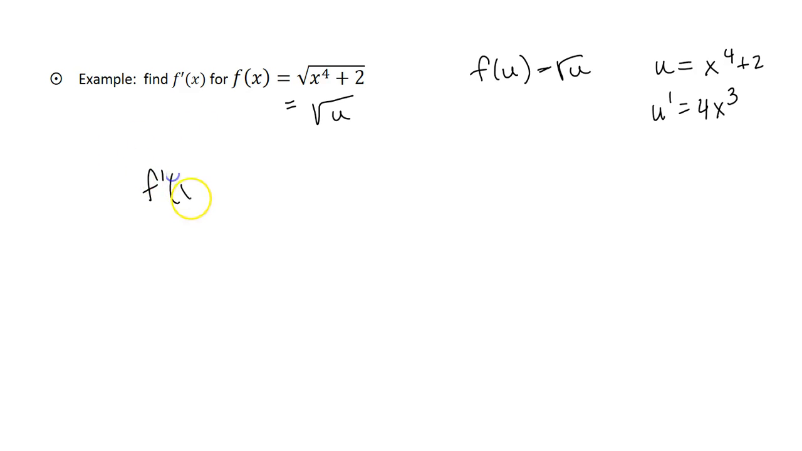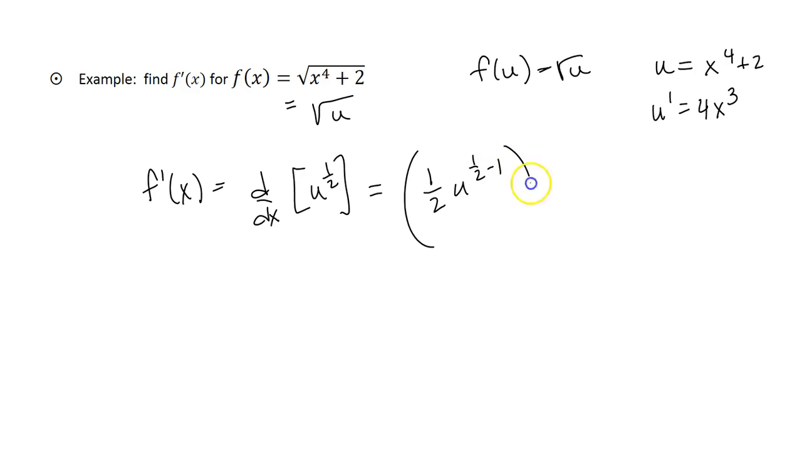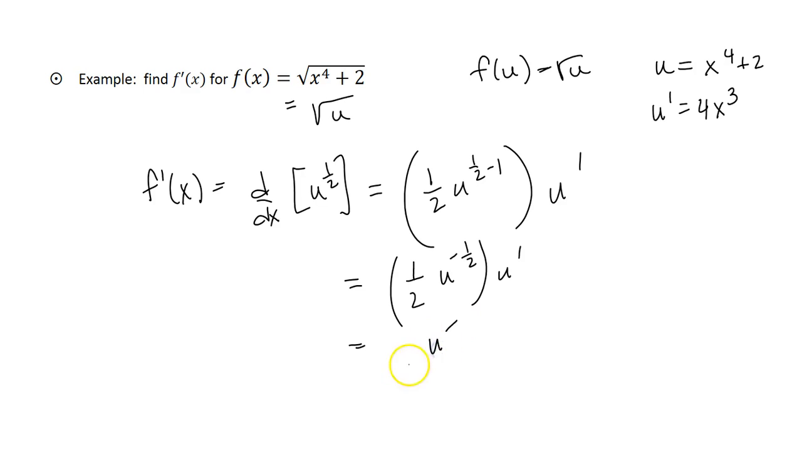So f prime of x is going to be the derivative with respect to x of the square root of u. Let's write that as u to the 1/2. And again, the letters don't match here, so this is going to be 1/2 u to the 1/2 minus 1, but then we have to remember to multiply all of that by u prime. So this is 1/2 u to the negative 1/2 times u prime, or u prime divided by 2 square root of u.